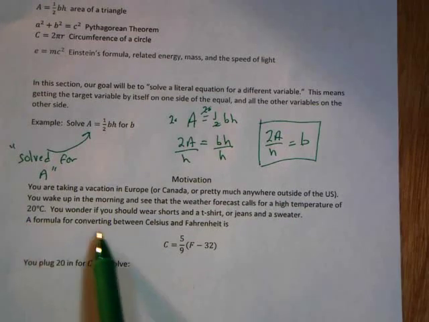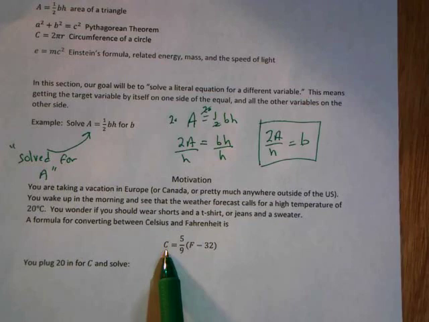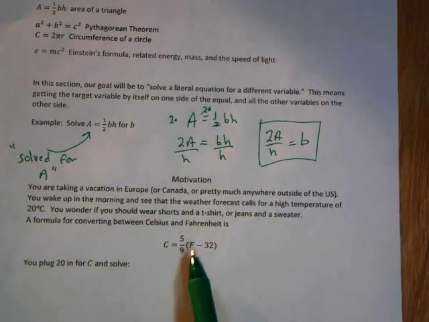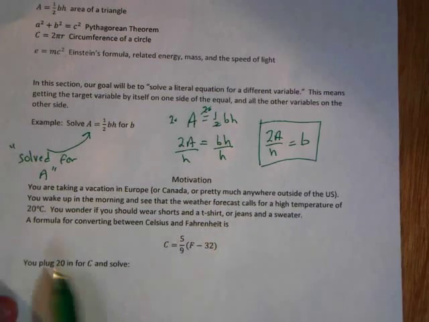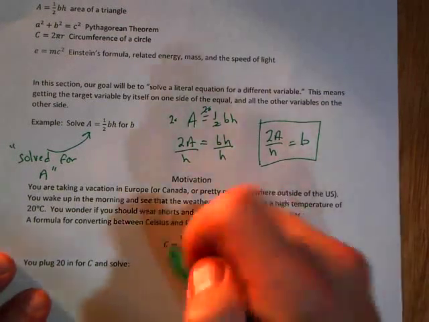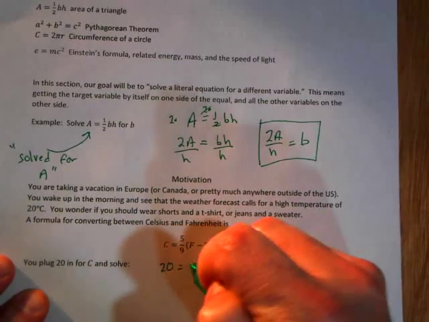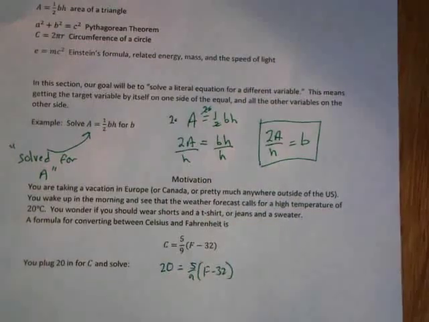A well-known formula for converting between Celsius and Fahrenheit is this formula. Celsius equals 5/9 times F minus 32. So, we know the temperature is supposed to be 20, and we know that's a Celsius number, so we might plug 20 in right here. And then what we would need to do is we would need to get the F all by itself.